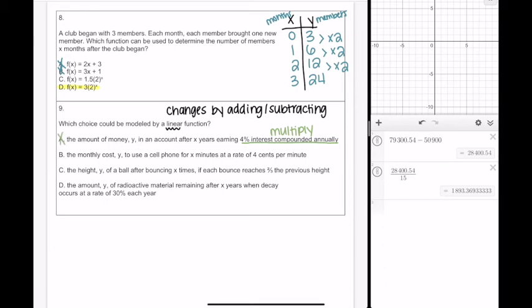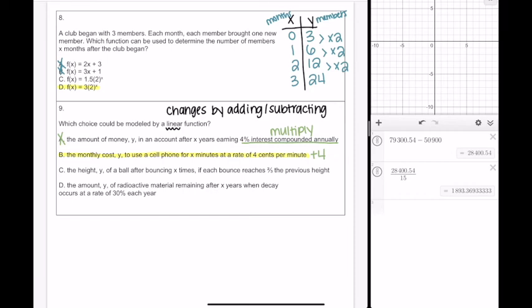For B, the monthly cost to use a cell phone for X minutes at a rate of 4 cents per minute. Well, if you're increasing by 4 cents per minute, then you're continually just adding that amount. You're not adding a percentage, you're just adding 4 cents. So our linear function is going to be B.